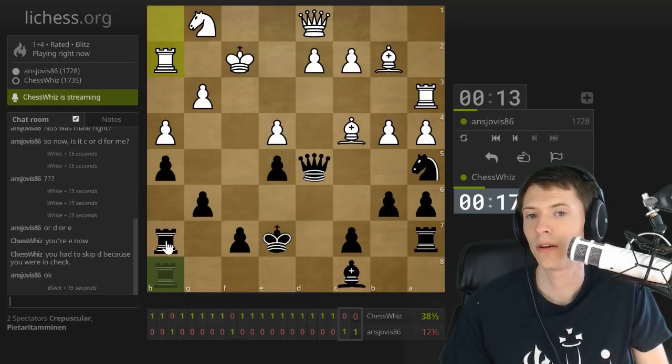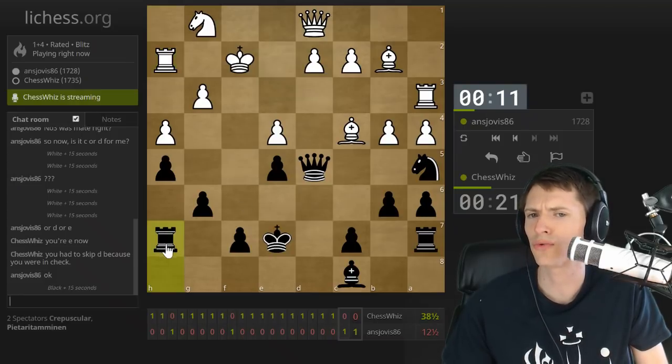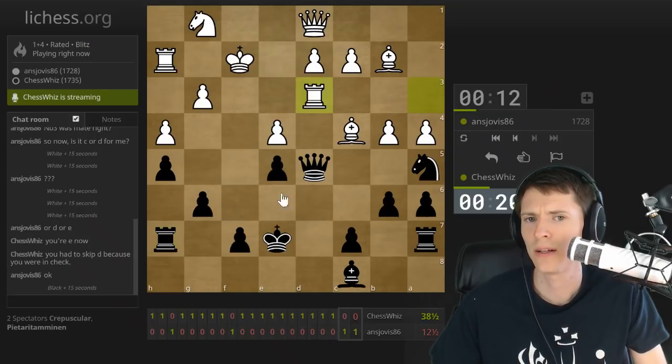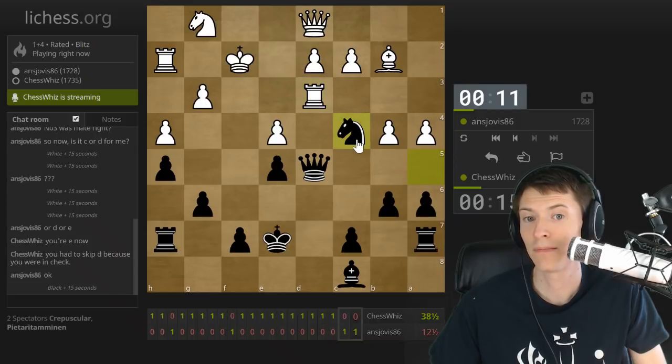I'll move the rook here, otherwise I lose. Man, this is stressful. Keep a thing on every file. That's the rule. He just moved A, so I need to move A. Oh no, he's gonna take my queen. That's disappointing to me. But look, I can take this bishop. Okay, it's B time.